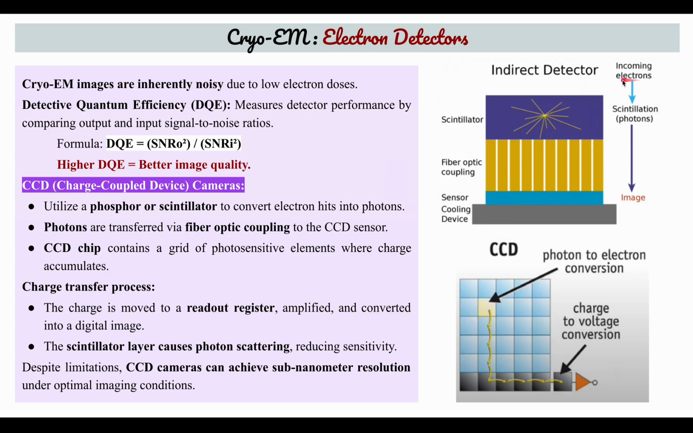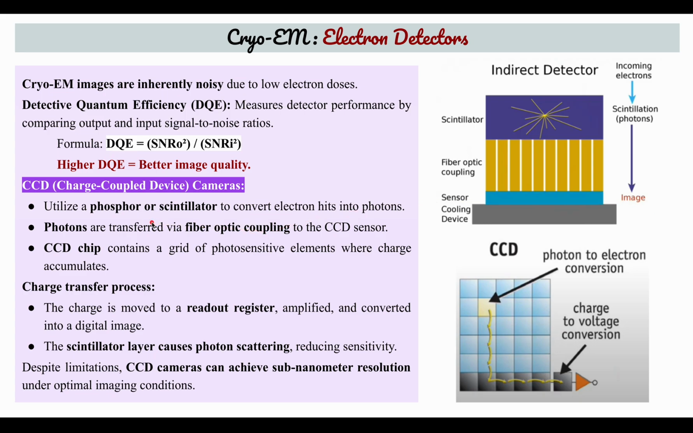Scintillator will convert these incoming electrons into photons. Now photons will be created. Photons will be passed through the fiber optic coupling, which will ultimately convert these photons into electrical impulses. And then these electrical impulses will be collected by these sensors, which will check how much electrical impulses are generated, and ultimately the image will be formed.